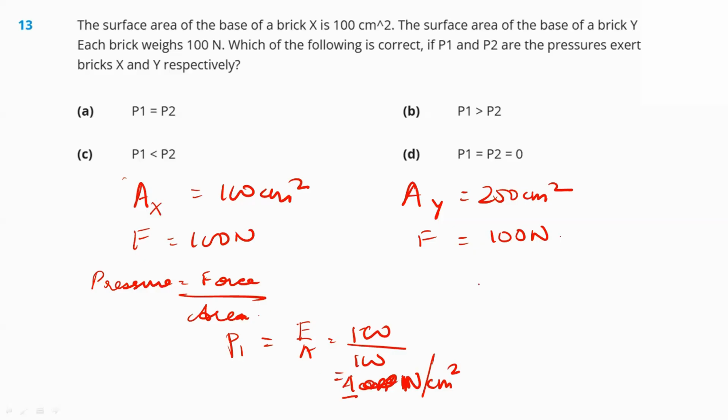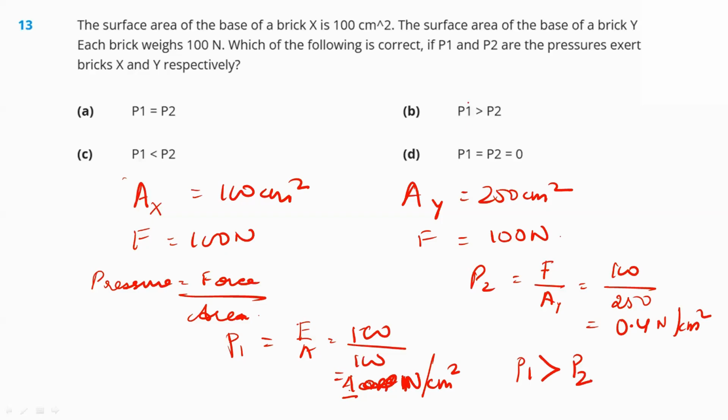So this is P1. And P2, if you calculate, is F divided by AY. So it is 100 by 250, which is 0.4 Newton per centimeter squared. So we see that 1 is greater than 0.4. So P1 is greater than P2. So option number B is the correct relationship. So B is our right answer.